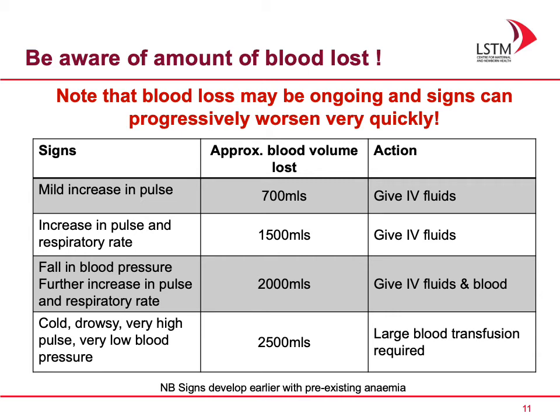When the patient becomes cold and drowsy with a very rapid pulse and very low blood pressure, it's likely that they will have lost 2.5 litres or more, and a large blood transfusion will be required. If you have a patient who has pre-existing anemia, then all these signs are likely to develop earlier with less blood loss, and they will need more transfusion if their lives are to be saved.